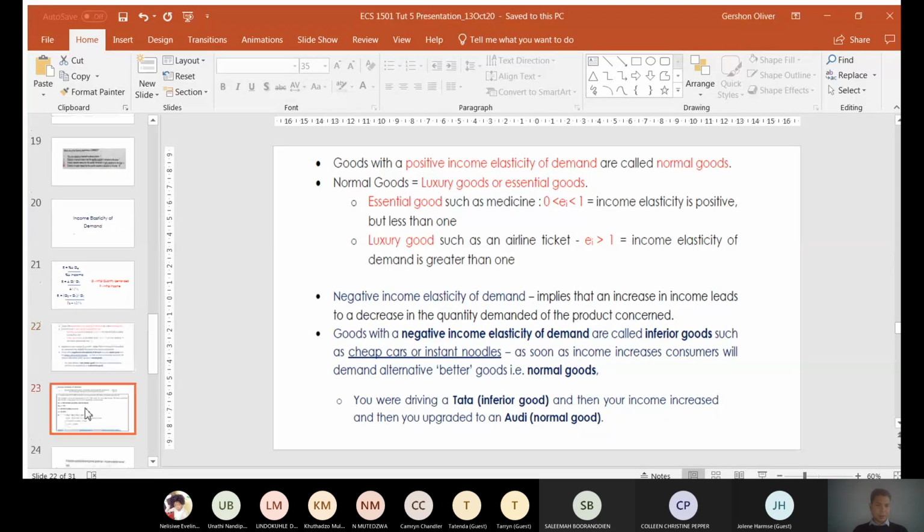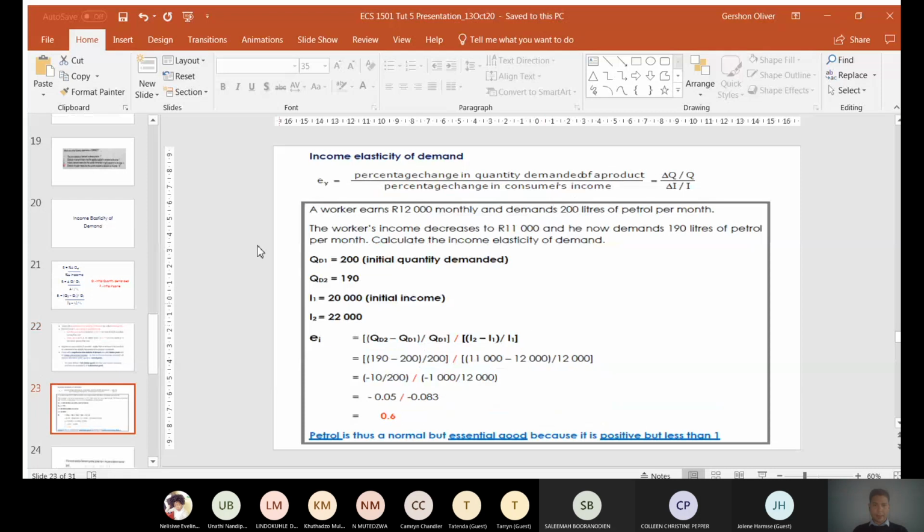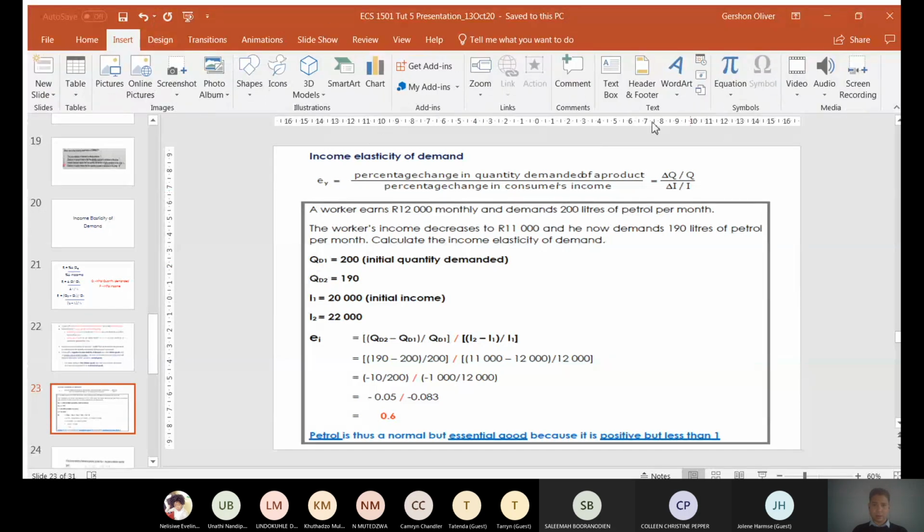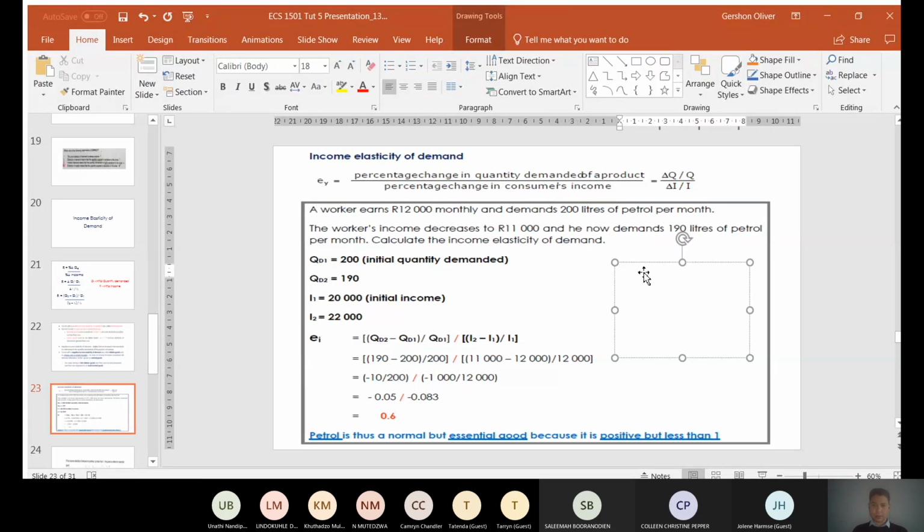Okay, so now I've got an example. You saw the formula, so I'm not going to repeat it again. Here's the example. A worker earns 12,000 rand monthly and demands 200 liters of petrol per month. The worker's income decreases. Remember what I said to you earlier on? What do I do first? A worker earns 12,000 rand monthly. I know that's my I1. That's my I1, which is equal to 12,000.